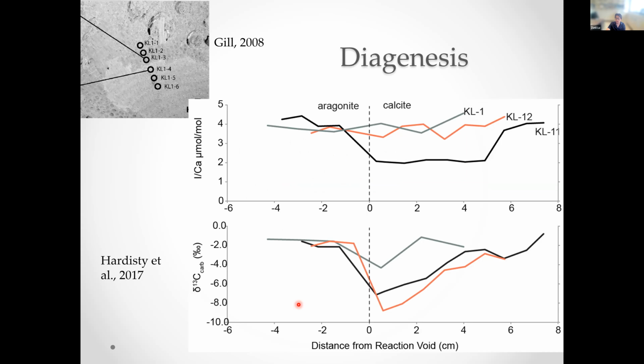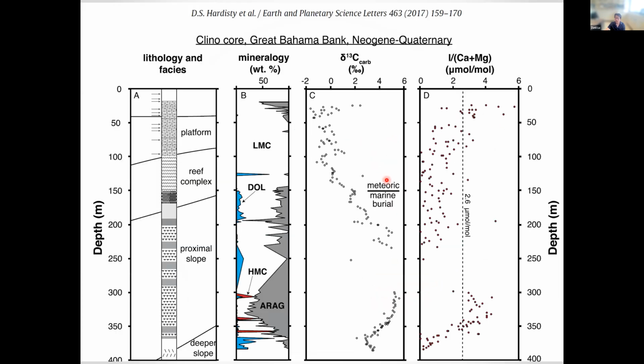This is one example of meteoric diagenesis. What you're looking at is we're going across a certain transition. Here, some of these corals have been meteorically altered, and you can see iodine-calcium either goes down or doesn't change. At the same time, you see the C13 gets altered. Similarly, if you look at marine burial, iodine-calcium also goes down during the diagenetic alteration.